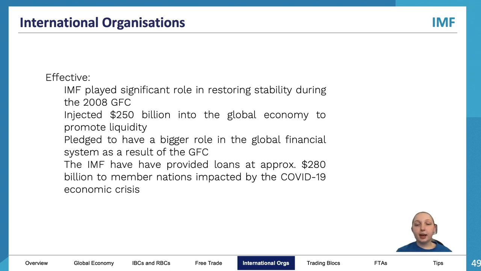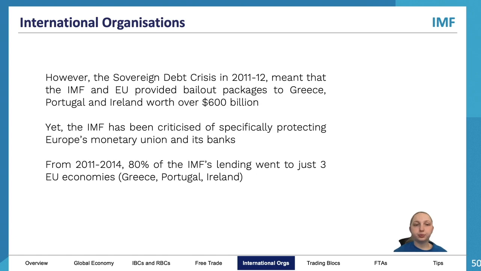And they provided approximately $280 billion to member nations in COVID-19 loans as well. However, like with pretty much every organization, you're always going to have the however. The sovereign debt crisis in 2011 to 12 meant that the IMF and the EU provided bailout packages to Greece, Portugal, and Ireland worth over $600 billion.